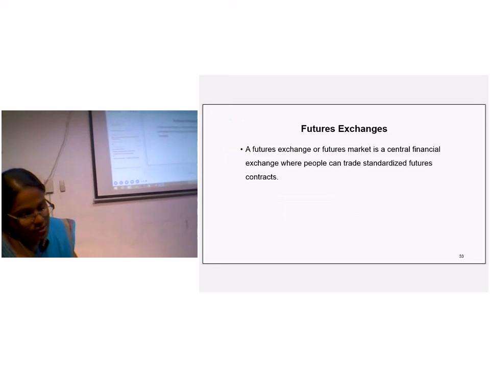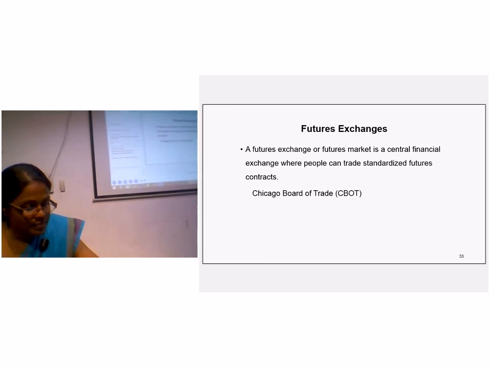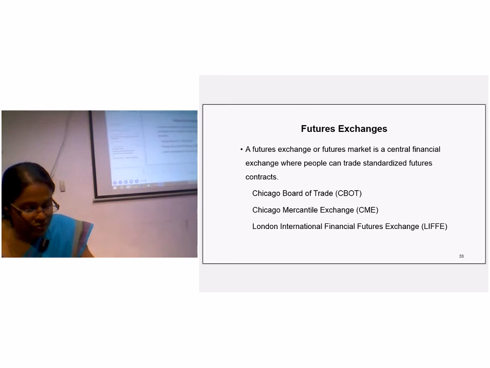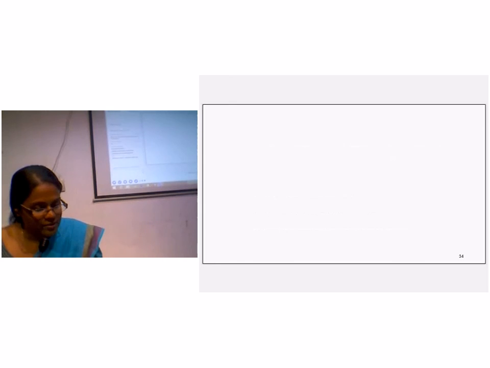Futures exchanges. A futures exchange or futures market is a central financial exchange where people can trade standardized futures contracts. This is just like a stock exchange. These are some examples: Chicago Board of Trade (CBOT), Chicago Mercantile Exchange (CME), London International Financial Futures Exchange. These are the abbreviations. You can go to any of these websites and find some additional information.